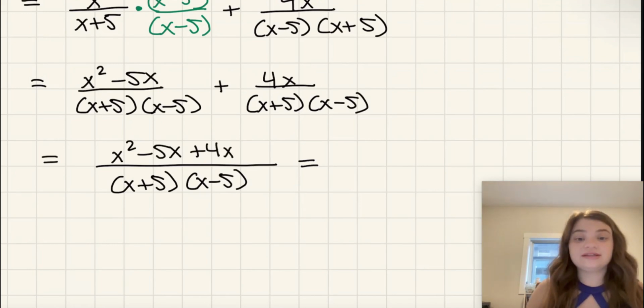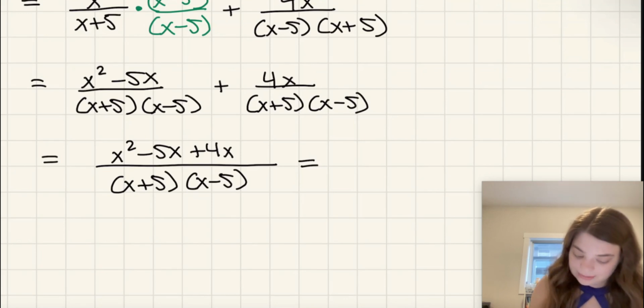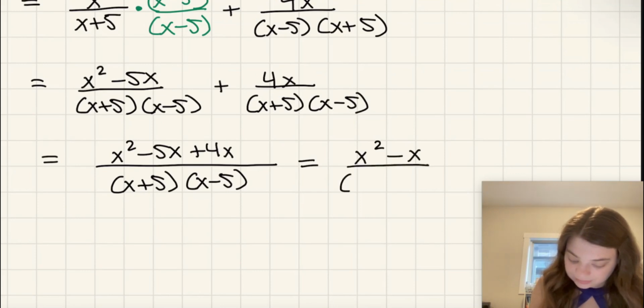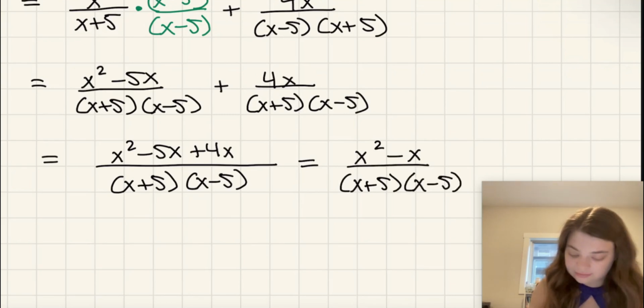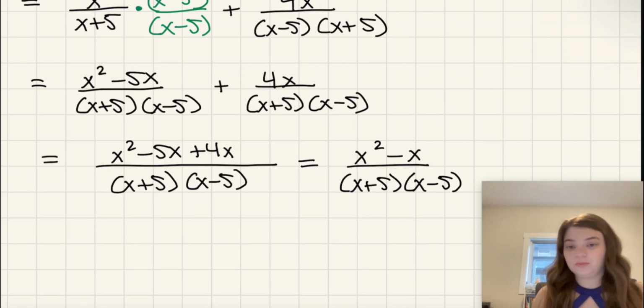And then in my final step, I'm just going to simplify the numerator by collecting like terms. So we end up with x squared minus x over x plus 5 times x minus 5. And if we were able to factor the numerator in such a way that we'd be able to cancel out any of the factors in the denominator, we also would want to do that.